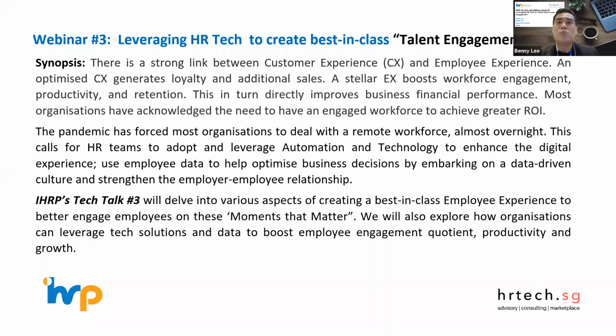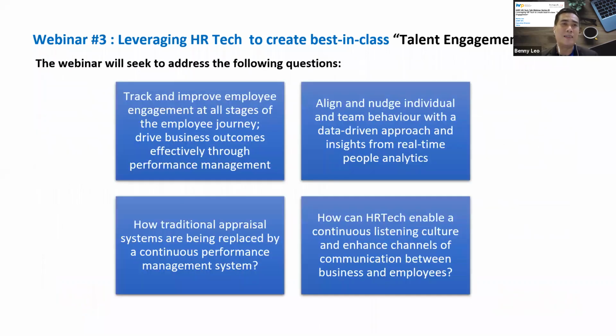So again, what are we going to do? We are being called to adopt and use automation and technology, and enhance the D word, digital. Everywhere you go, we talk about digital. But in my opinion, digital doesn't have to be complicated or expensive. We're going to learn more about what exactly digital is, this experience as an HR person. And then we are going to talk about all these best-in-class employee experiences.